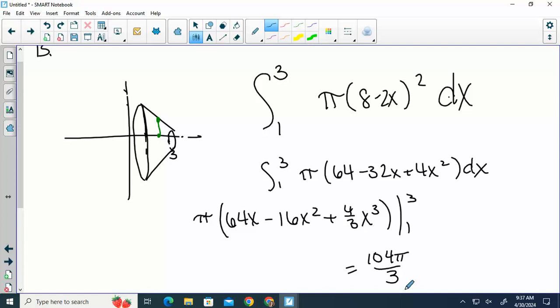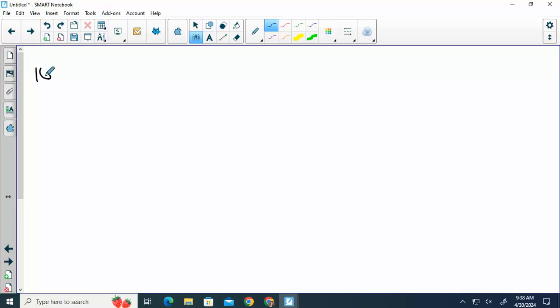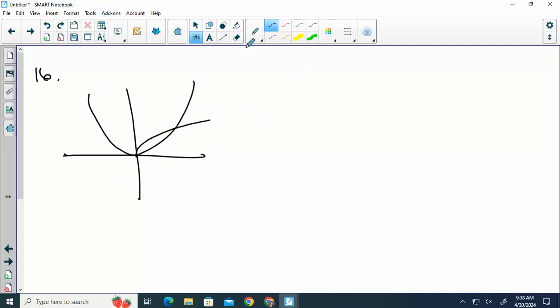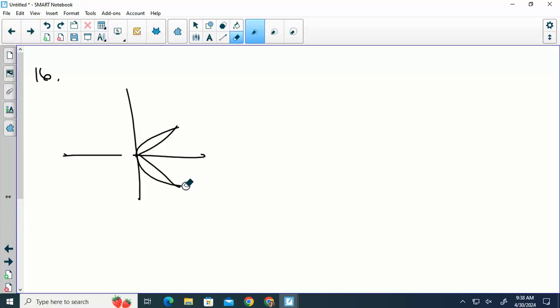All right, problem 16. Sketch the solid obtained by rotating the region bounded by the curves. Y equals x squared, so that's a parabola. Y equals the square root of x, so that looks like this. So I am taking that region right there between them and rotating that around the x-axis. So if I rotate that, this is more like a bowl. Okay, that's solid on the outside, but it's hollow in the middle.